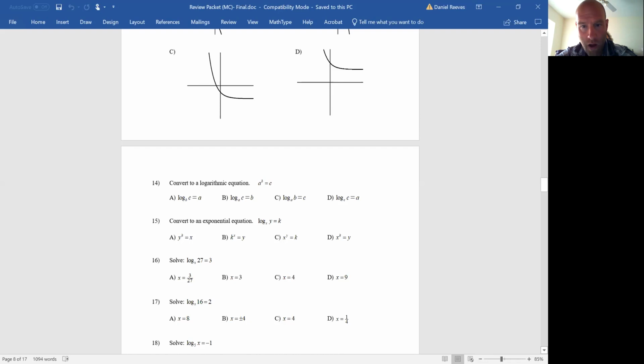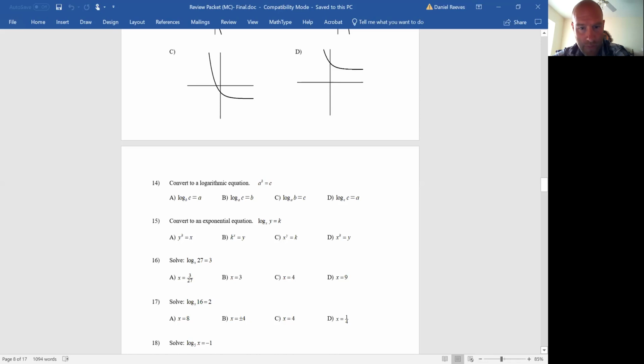So log base a of c equals b. So 14, my answer is B. Go backwards. So log base x of y equals k. That would mean that x to the k equals y. My answer to 15 is D.